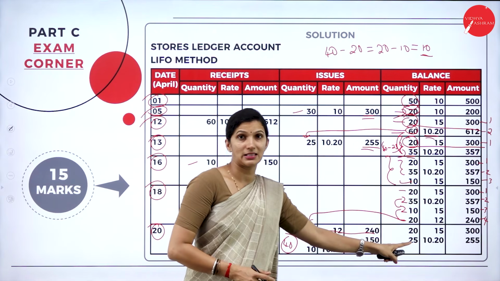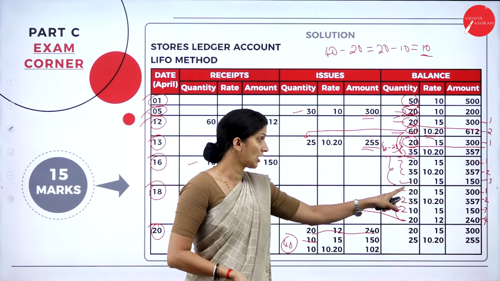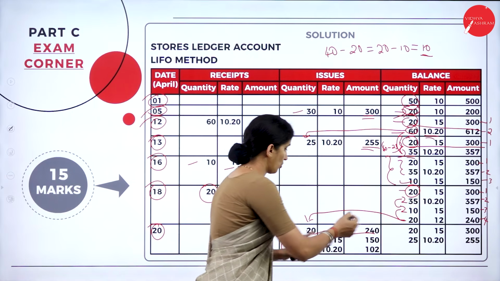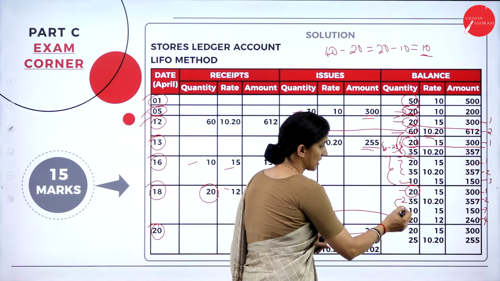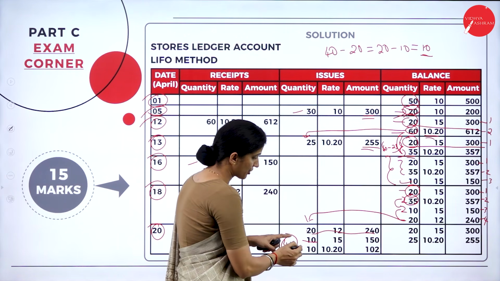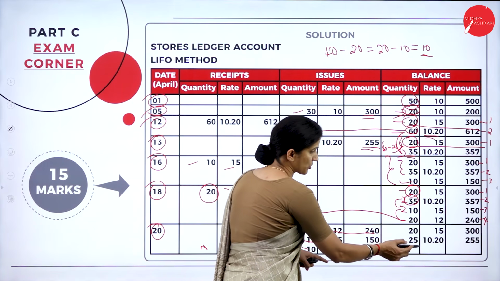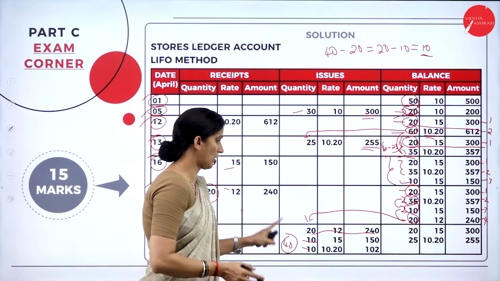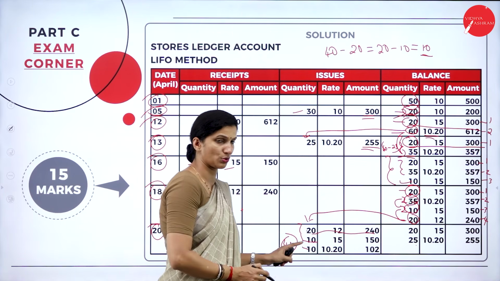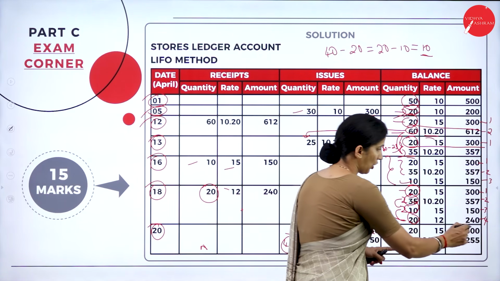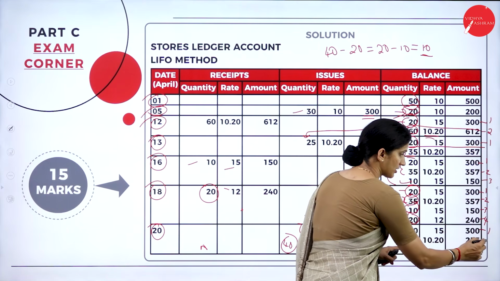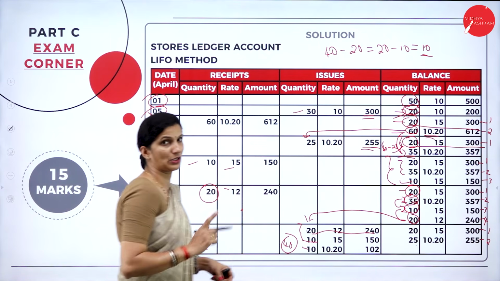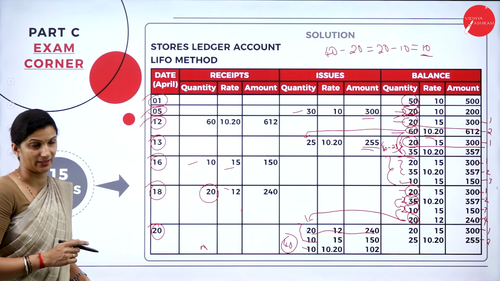So, what is the balance after issuing 40? This first lot, no changes in that, you will write as it is. From this 35, you have issued 10. So, the remaining is 25, and this 10 lot and 20 units lot is entirely issued. So, you have only 2 lots: 20 units one lot and 25 units second lot. You have the balance on 20th.